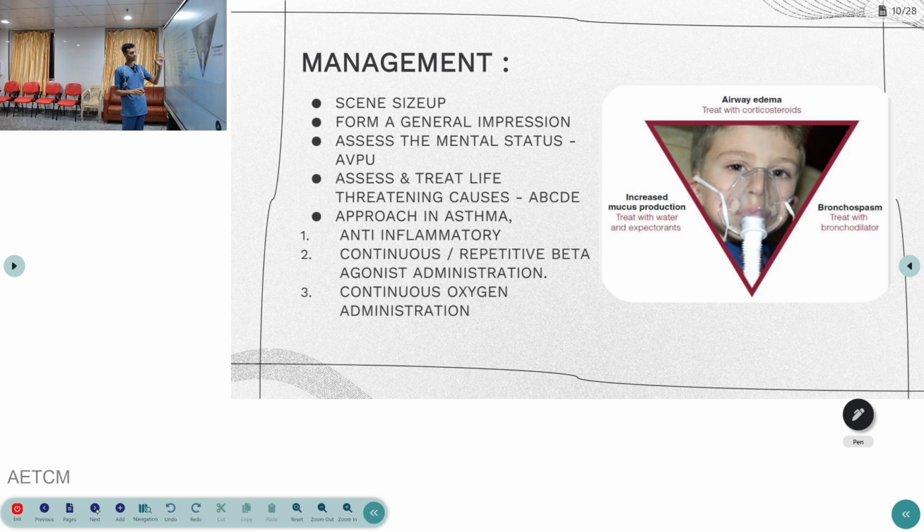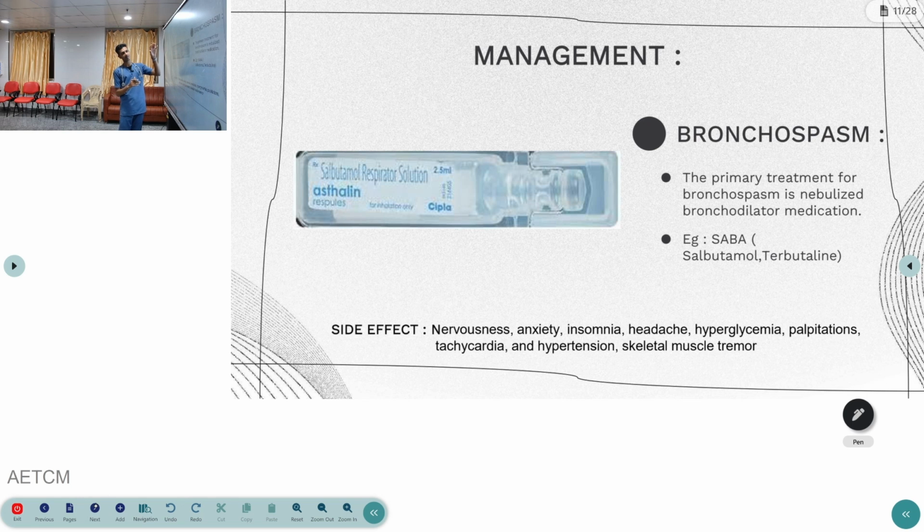The point we have to focus on in asthma is that if you remember the pathology, we can easily treat. The three pathologies we told are: first, bronchial edema; second, bronchospasm; third, increased mucus production. This is the major pathology occurring in asthma, and by this we are going to manage. First is bronchospasm, which means muscle contraction.